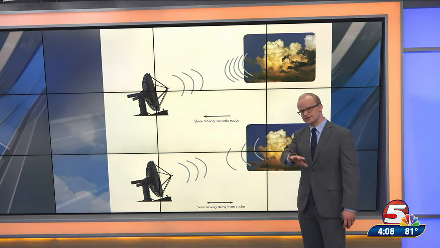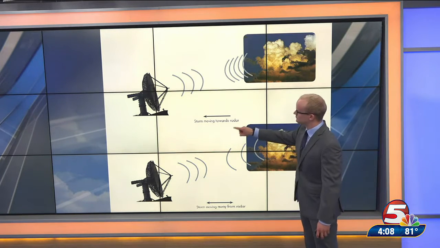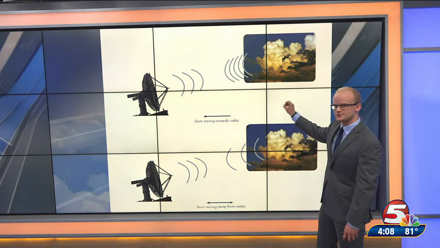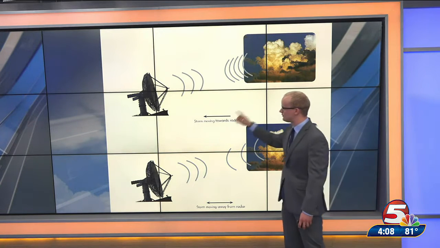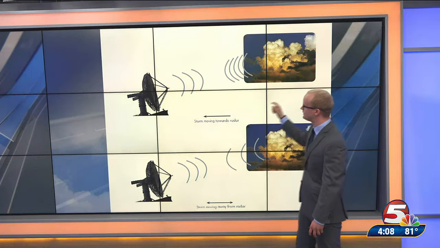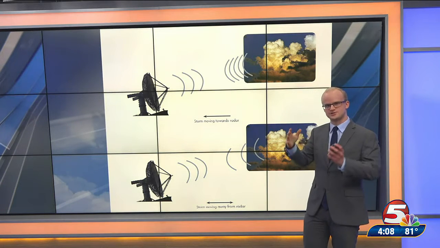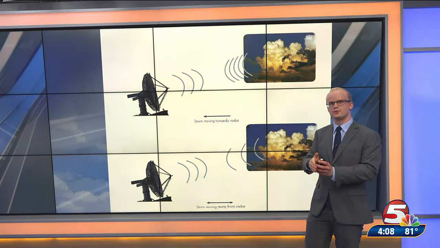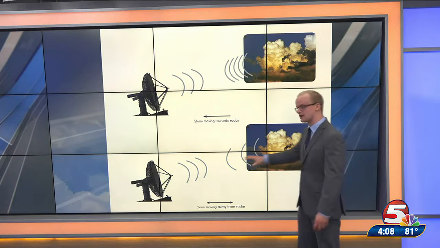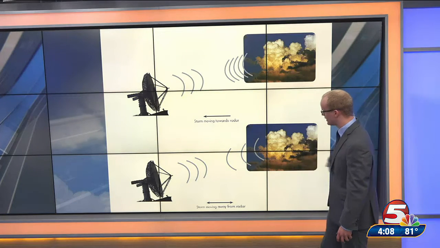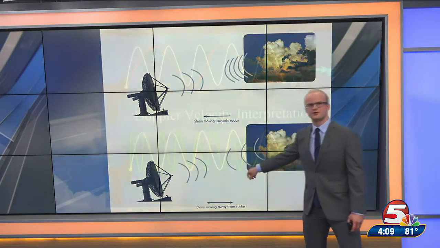So similar to that Doppler effect, you have the radio frequency energy going out to thunderstorms, being bounced off of that. When the storm is moving towards the radar, that energy gets more compressed. The wavelengths get pushed together more. You have a higher frequency, and the radar can detect that. When the storm is moving away from the radar, those frequencies are farther apart from each other.